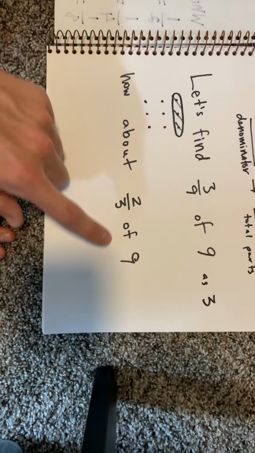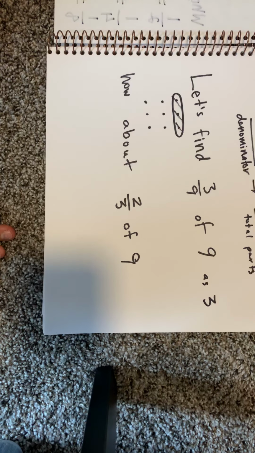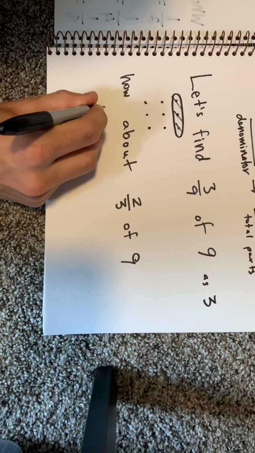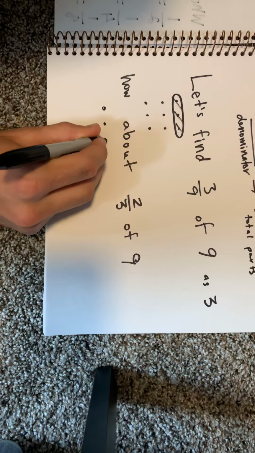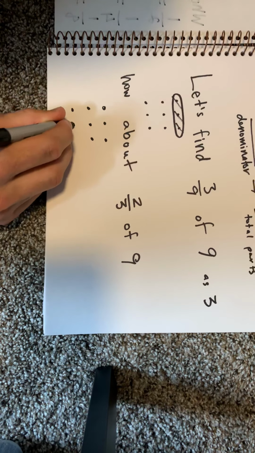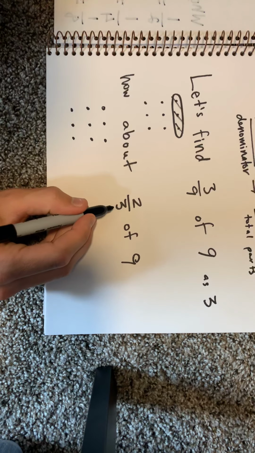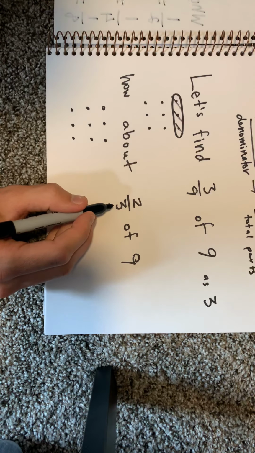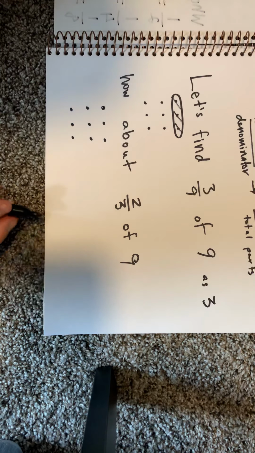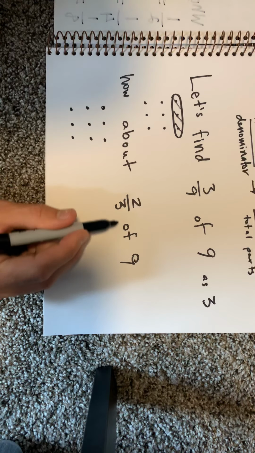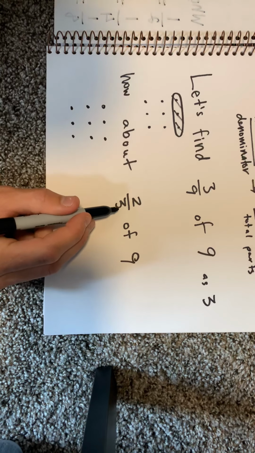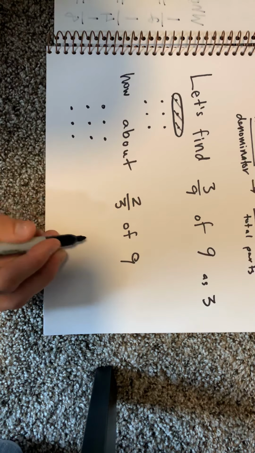How about 2/3 of 9? This one could be a little bit trickier. I'm going to start by drawing our 9 dots again. We're going to have to do this one a little bit differently though. Right now I'm thinking, how can I change this fraction to make it a little easier for myself? How can I get from 3 to 9? I know that 3 plus 6 is 9, but we can't do that while we're doing fractions. What we can do is 3 times 3 equals 9.